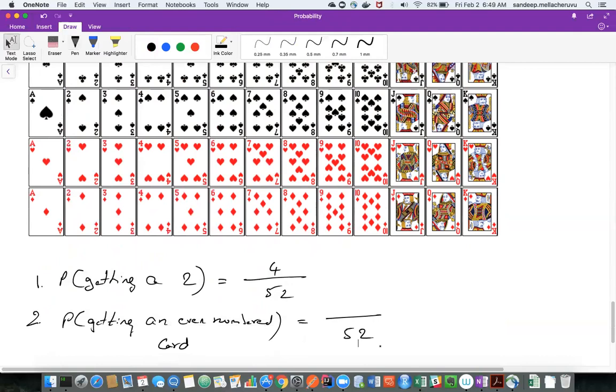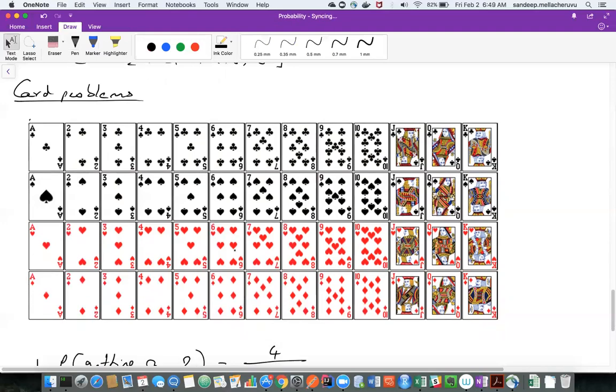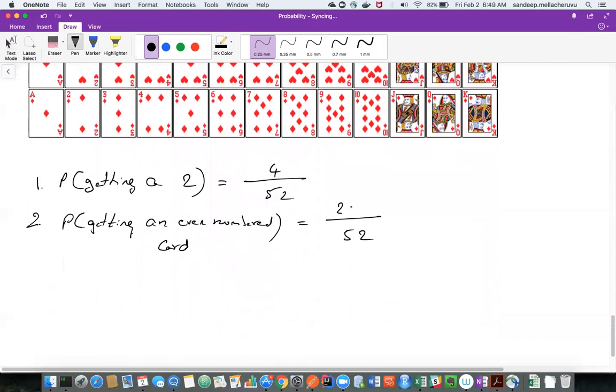Now you have to count how many even numbered cards are there. In a suit, in one row, you'll have 2, 4, 6, 8, 10, which means 5 in a suit. In the entire deck, there are 4 suits. So 4 into 5, 20. You'll see 20 cards which are even numbered. So the numerator will become 20.